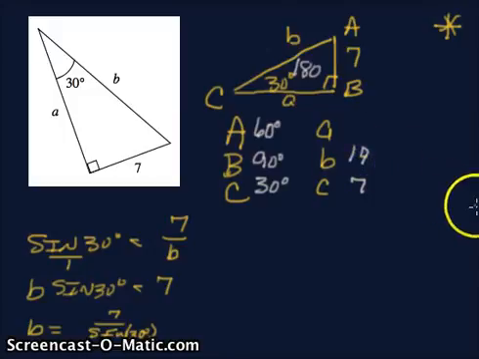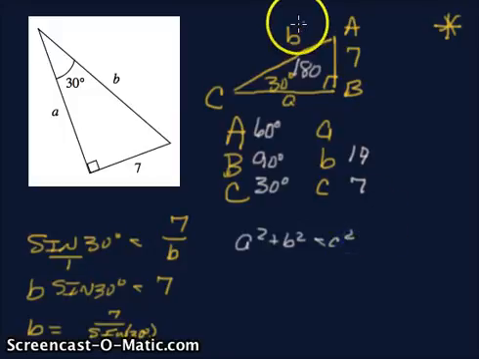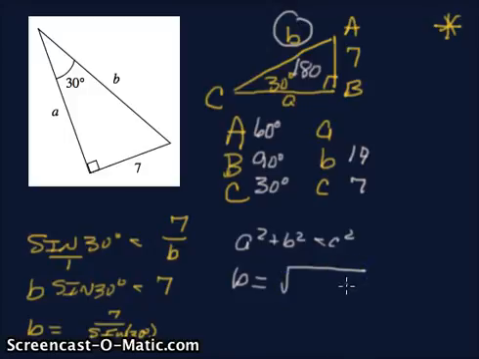Okay, how can I find A? Good question. Well, we could use the Pythagorean theorem, A squared plus B squared equals C squared, but in this case, really isn't B the longest side? So B is just the square root of the other side squared. 7 squared.